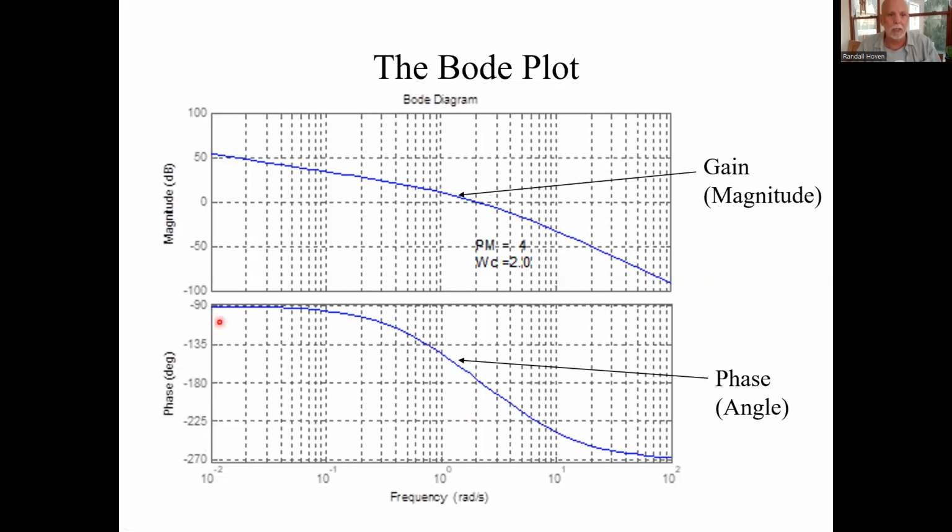The phase plot, the y-axis of the phase plot is just linear in degrees, but the y-axis of the magnitude plot is in dB, and actually it'll be 20 log 10 of the actual gain. So here's an example produced by MATLAB of a particular Bode plot.